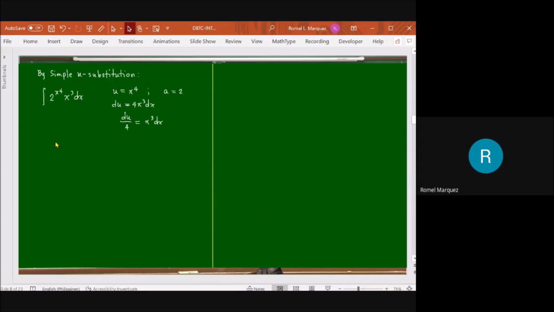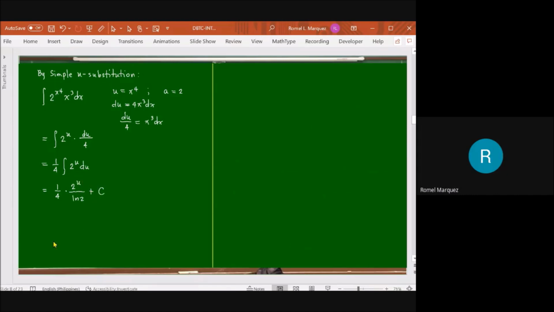What about x to the 4th? I can write that as u, no? So no more letter in terms of x. Everything now is in terms of u. So 2, then this is u. What is x cubed dx? That is du over 4. Okay, guys? So 1/4, I can put it out because I don't need that. So this is now 1/4 integral of 2 to the u du. If the formula is integral of a to the u du, what's the answer? The answer is a to the u over ln a, then plus c.